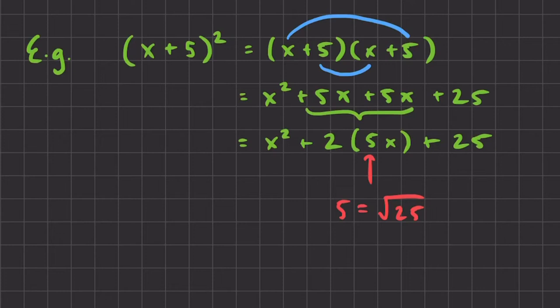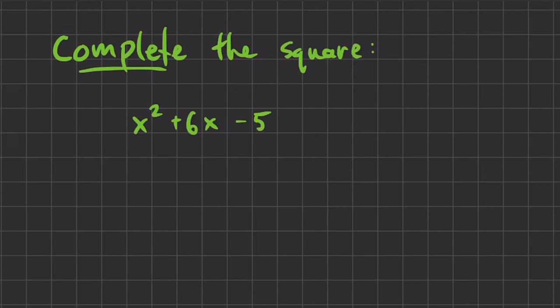Let's try a different example just to be sure. So if I asked you to complete the square in this standard form quadratic equation, this is what I'm asking you to do. First of all, whatever this is, we're going to have to divide this by 2 and then square it. And you'll see why in a second. So I'm going to divide it by 2 and then square it. That's equal to 9. And my job now is to add 9 and then subtract 9.